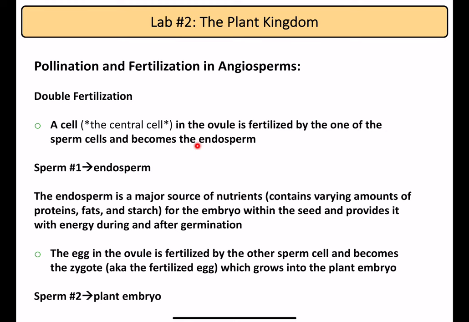So the endosperm is not really a living structure. It's a nutrient source for the plant embryo. So it contains all types of food molecules, rich in carbohydrates like starch, oils, also known as unsaturated fats, which, you know, make things like almonds and soybeans and any seed so healthy, and also usually rich in proteins. Okay, so all the nutrition you get from a seed is because of that endosperm. Okay, so one of the sperms becomes the endosperm, the nutrient source, and as we said, the other sperm is going to become the baby plant, the plant embryo. All right, so that's what we mean by double fertilization.